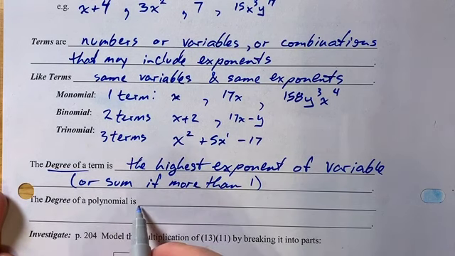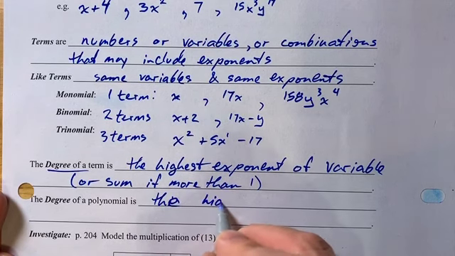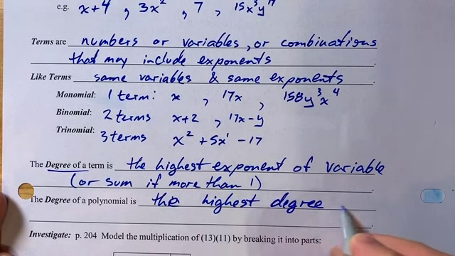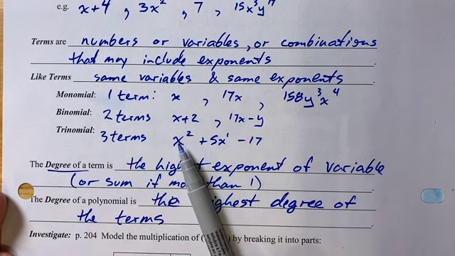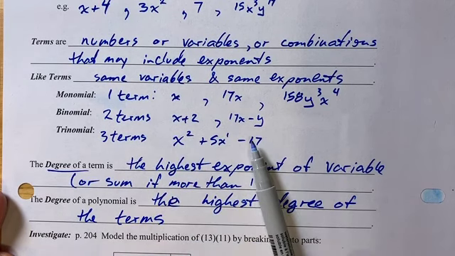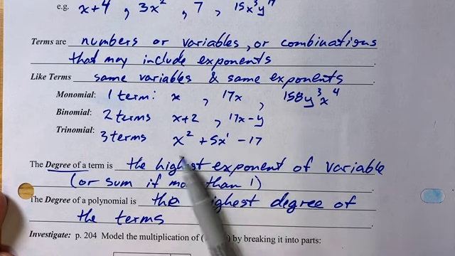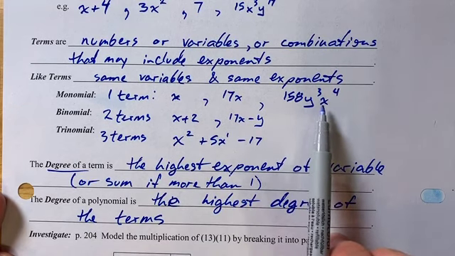So the degree of a polynomial is the highest degree of the terms. So like this one is a trinomial: degree 2, degree 1, and degree 0. The entire polynomial is a degree 2 polynomial because that's the highest one, right? If this was part of a polynomial, it would be a degree 7 polynomial.